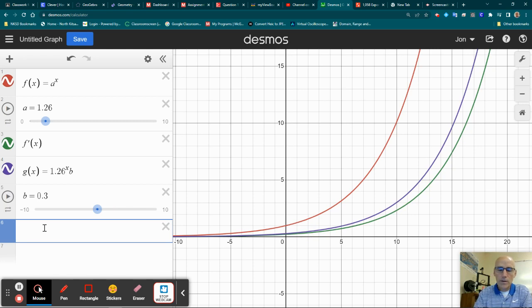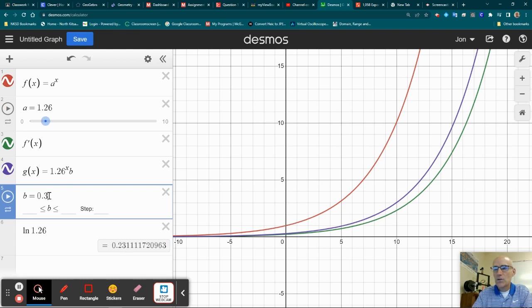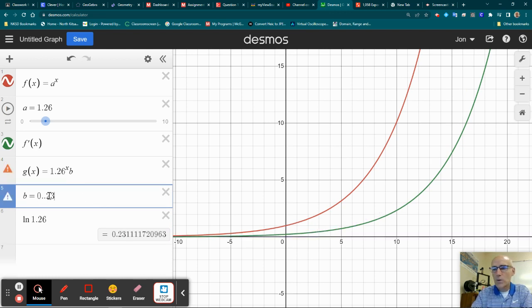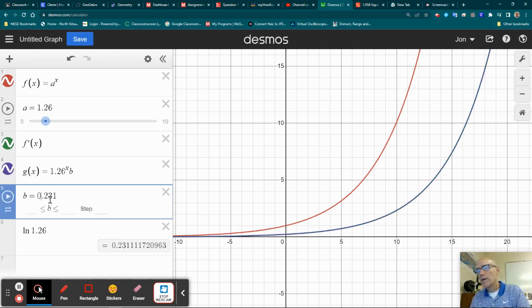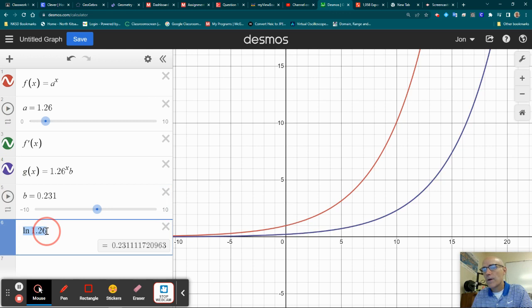Let me tell you where the number comes from. The natural log of 1.26. Let's see if that number is between 0.2 and 0.3. It sure is. It's 0.231 something or other. So if I change this to 0.23, something or other, I've got too many decimal points in here, then my purple function should be right on top of my green function. So what does that mean? This is the modifier that we need on the exponential function to make it the derivative.